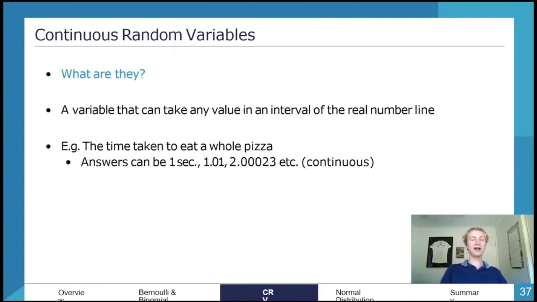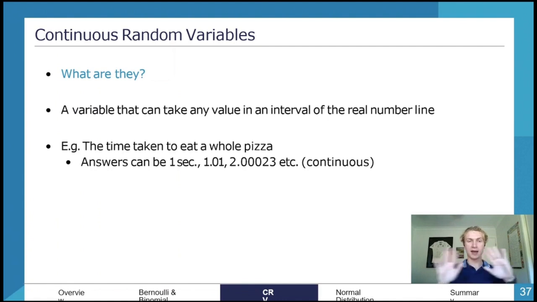Answers can be 1 second, unlikely but possible, 1.01, 1.00023, etc. Now, the thing I want you to note there is kind of reinforcing what we were talking about before, which is that's a continuous data set, isn't it? Because you can't write that all on a page. There is no limit to what numbers we can have. We can have it down to infinite levels of detail in any direction we want. It can be 1, etc., etc.